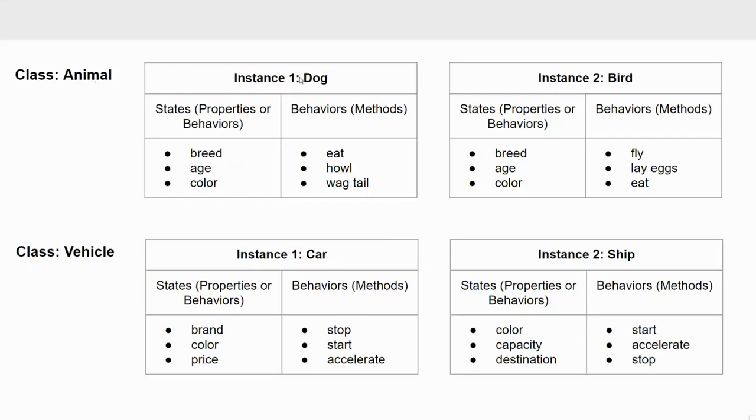So instance 1 or object 1, you have dog. Instance 2 or object 2, you have bird. So ang state sa dog, breed, age, color. Ang state po sa bird, breed, age, color.